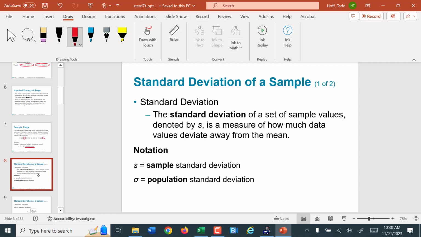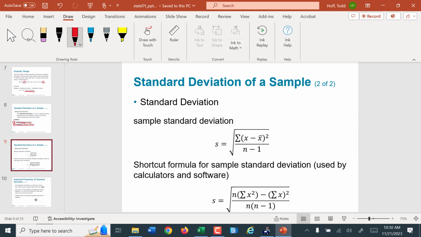The standard deviation takes into account every data value in the data set. And what it's measuring is the distance of the data points from the mean. Now, symbolism here, notation. If we're looking at the standard deviation of a sample, it's just the small letter s. If we're looking at the standard deviation of a population, it's that Greek letter sigma.